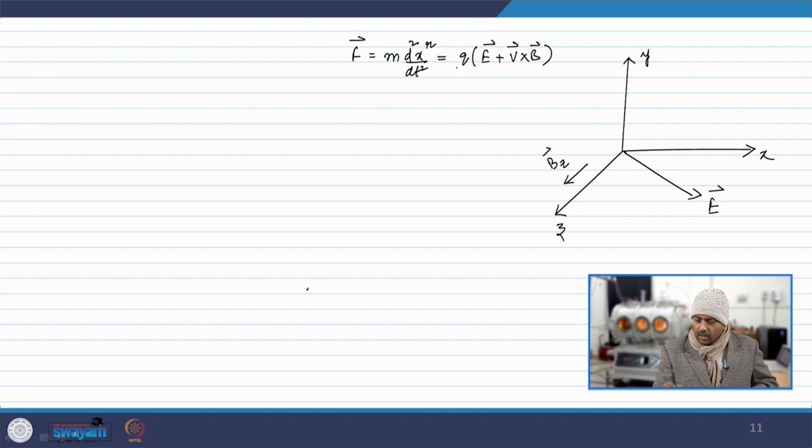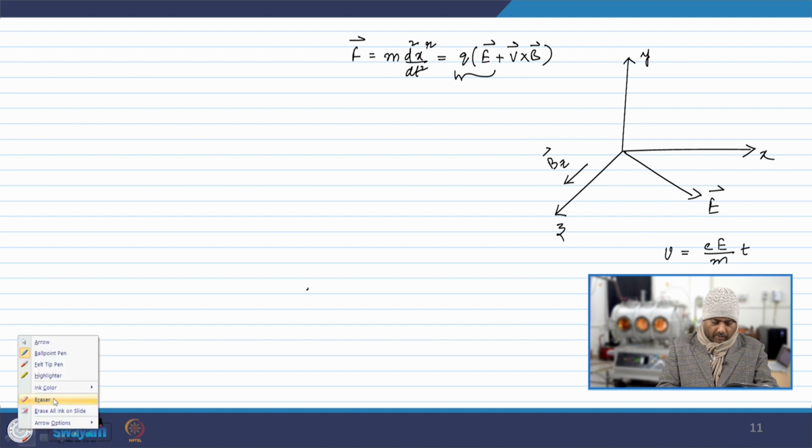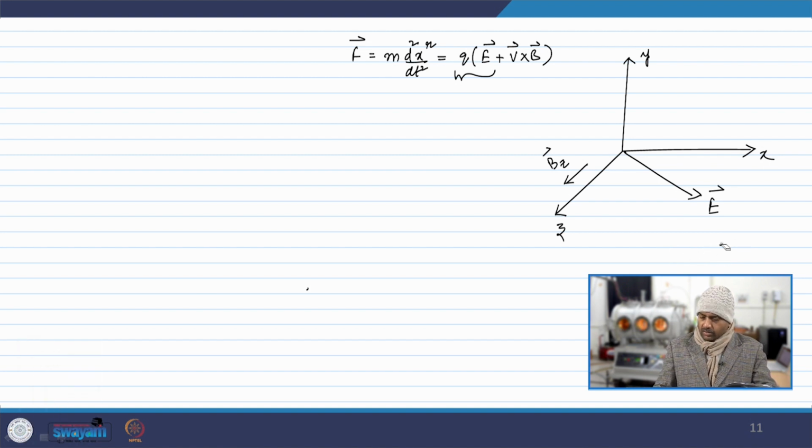Now, one thing is simple. We have dealt with parts of this right hand side individually. For example, when we were discussing the isolated static uniform electric field, we considered F equals EQ, and V along the direction was simply E by m t. That means we have dealt with the uniform electric field separately, and we also dealt with the second part, which is the uniform static magnetic field separately. Let us say we have studied this first, and then we have studied this part.